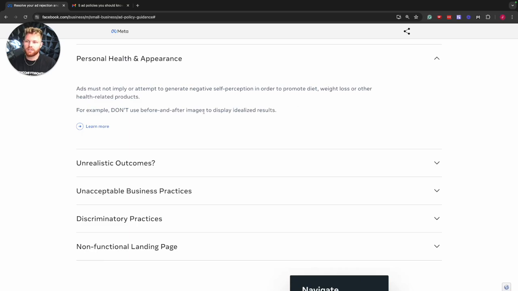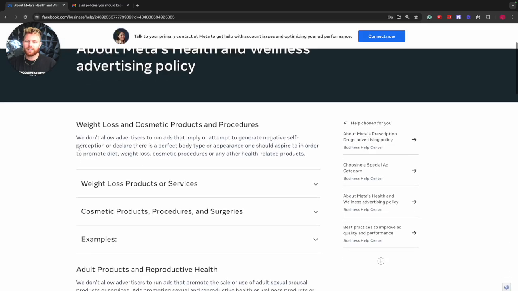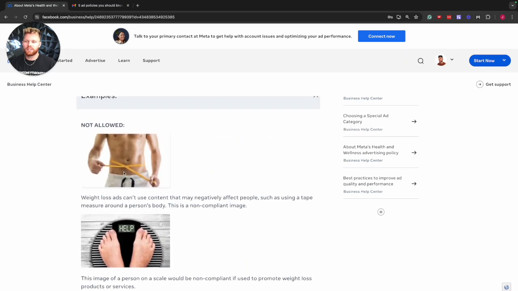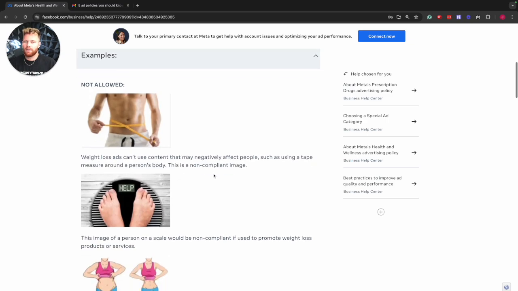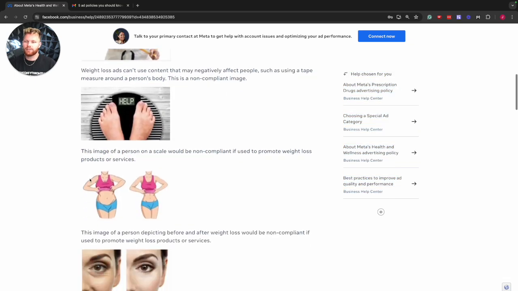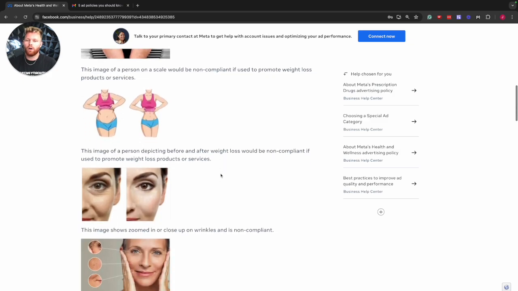Now, the biggest thing with this is obviously you don't want to use any before and after photos. And if you click on this, it'll give you a little bit more of a breakdown on exactly what you can and can't use. So you can see right here, it says not allowed weight loss ads. Can't use content that may negatively affect people. So you can't use tape measures in your ads. You can't use scales. The thing behind this is Facebook is trying to have a place where in their eyes they can advertise, but it doesn't negatively affect people. And you would think, if you're doing a before and after photo, it might incentivize people to go to the gym a little bit better, but that's not really the case. So you've got to be very particular on what you're staying compliant with.